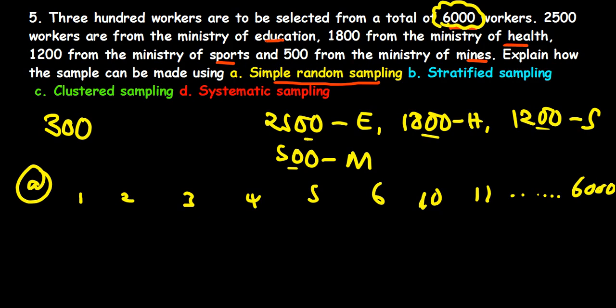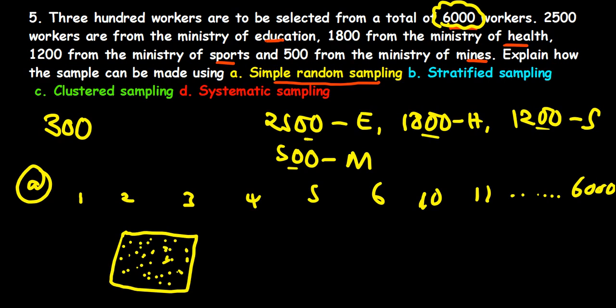Once you assign a unique number to those workers, we are going to use a random number generator to pick the 300 workers from that sample. So let's say this box is a random generator. You give all those workers these unique numbers, and then you tell them to write their numbers on a paper. You put all those papers, 6,000 of them, in this box, and then we shake this box.